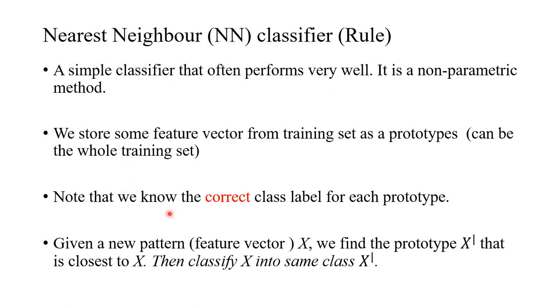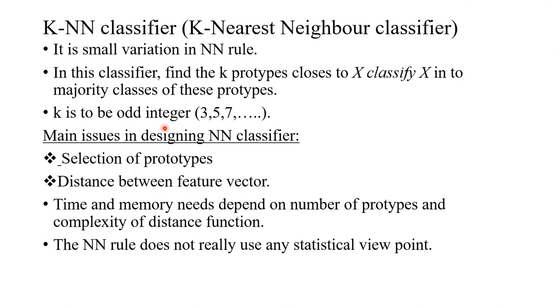Here we know the correct class label for each prototype, identified based on learning. When we have a set of patterns and a new feature is given, its distance is measured from all other points. The closest points are considered, and if many points within that k value have a particular class, that class is assumed. K is an odd number, it may be 3, 5, 7, etc.